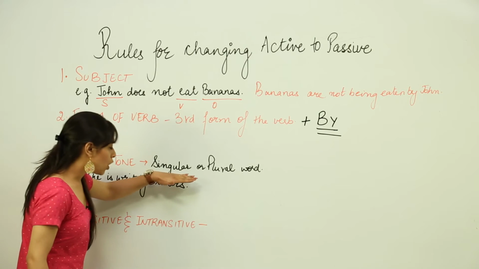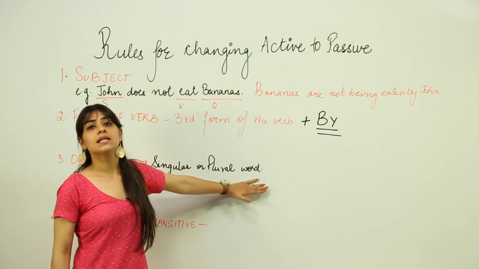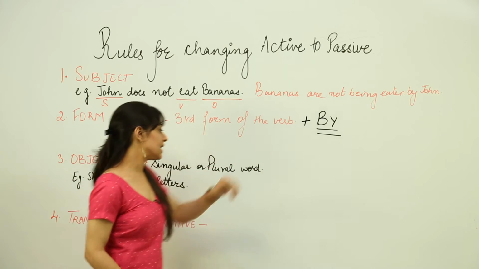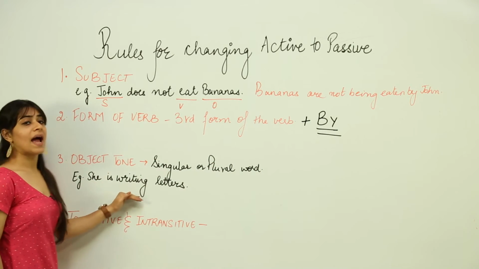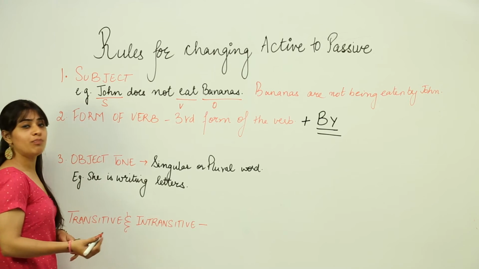Moving on to the object tone. If the object tone is singular or plural, then the change of voice is accordingly affected. Let's see how. She is writing letters. Now let's convert this into passive voice.